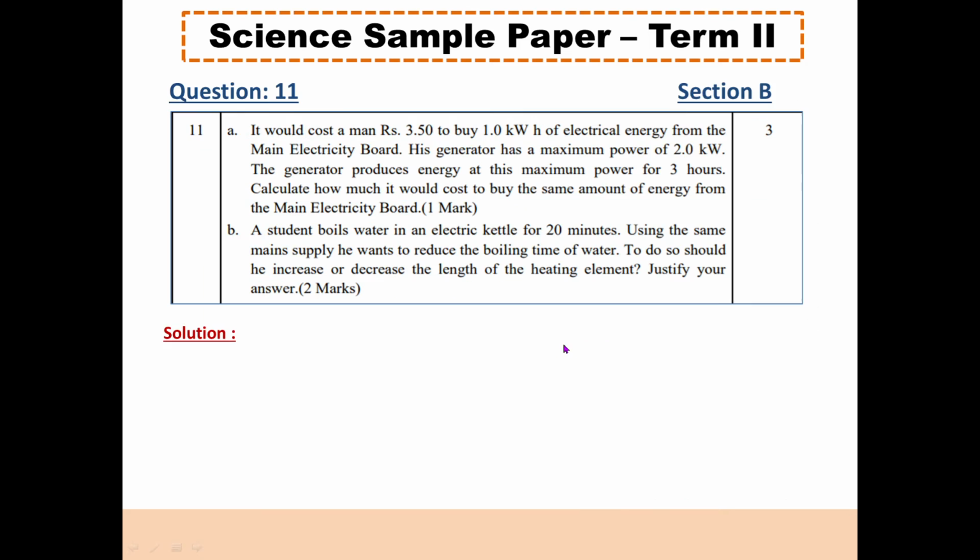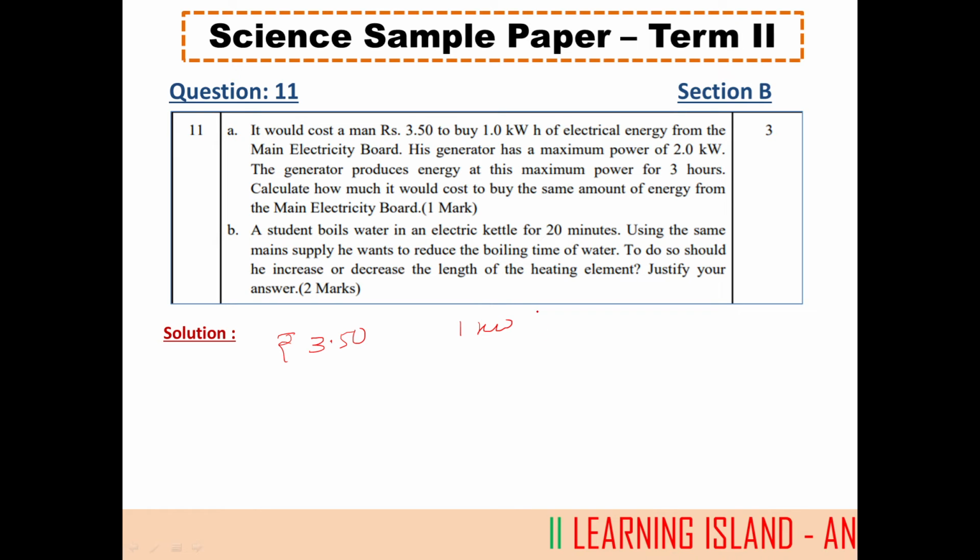Now we can go to the next question, question number 11. It has been mentioned, it's very easy, that the cost is rupees 3.50 to buy 1 kilowatt hour. To purchase 1 kilowatt hour it requires 3.50 rupees.